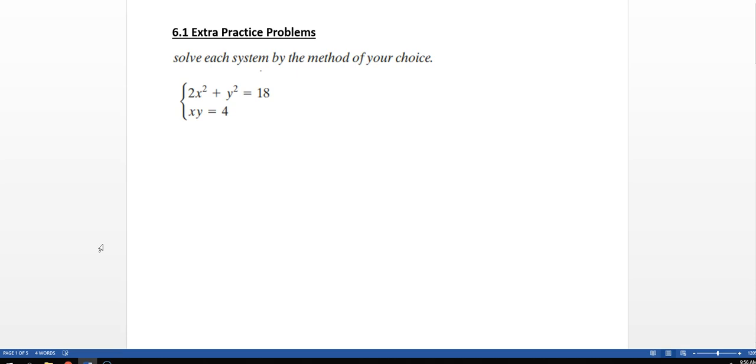So let's start with this problem here. We have 2x squared plus y squared equals 18, and xy is equal to 4. So these are a little more exciting than the ones we did in class. This particular equation right here is called an ellipse. And this equation here represents a rational equation.